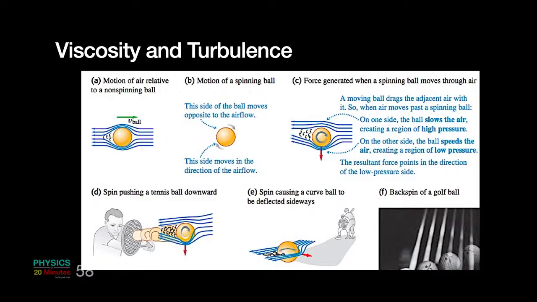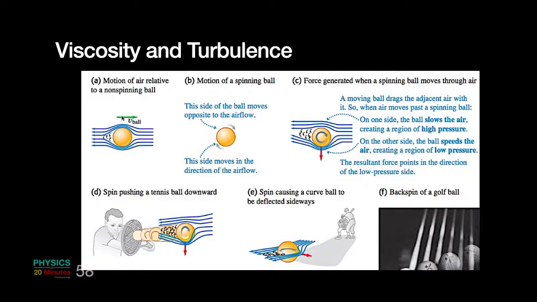If you are a tennis fan and you saw the recent match between Nadal and Djokovic, then you have seen how Djokovic's topspins are so effective in dropping the balls on the net. All this is happening because of the viscosity effect and Bernoulli's principle. So let us try to understand.